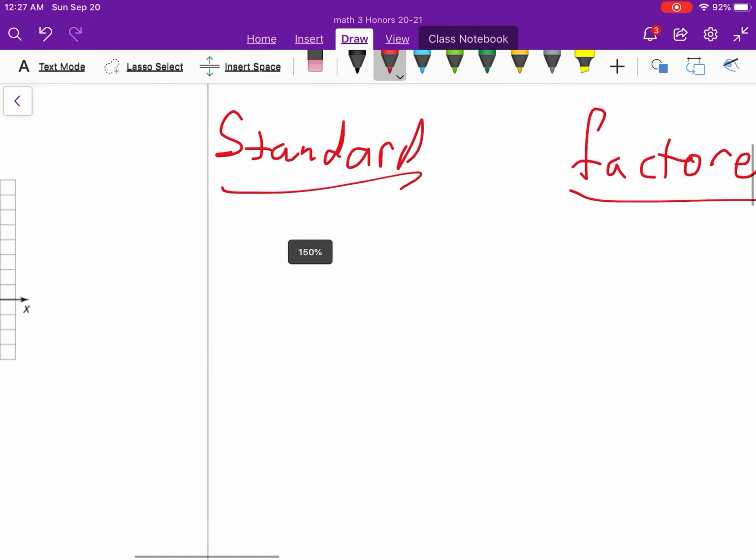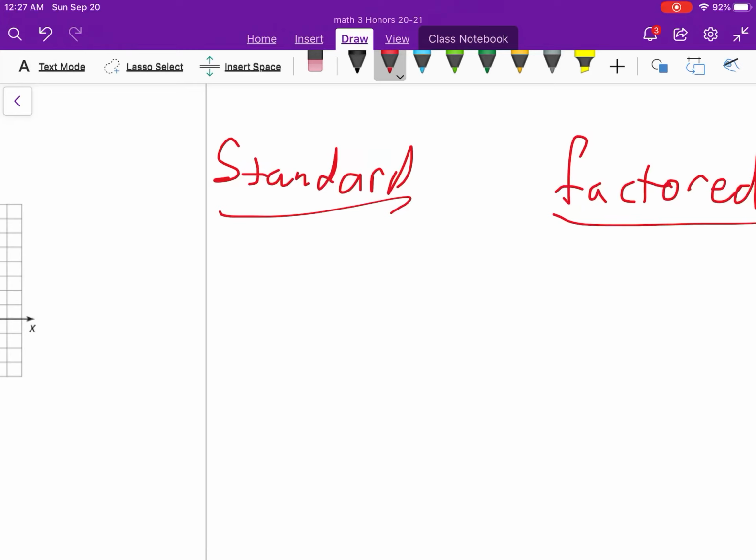Starting with standard form, you can get two things just by looking at it, with doing zero math at all. You can get concavity, and then you can also get the y-intercept. Those are the two key features that you can get without doing any math at all.